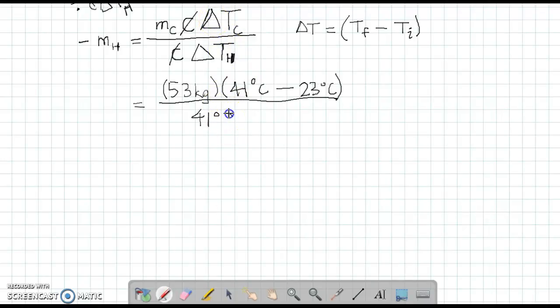41 degrees, subtract the initial temperature, which was 68 degrees, hot water tap. 68 degrees.